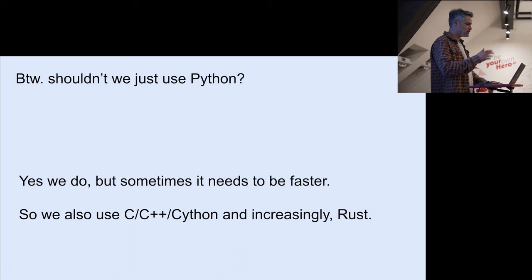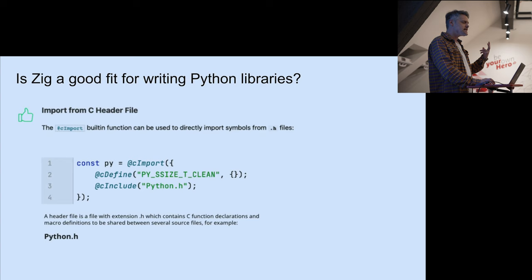So traditionally, a lot of Python libraries, for machine learning or numerical stuff, are written in C or C++, or Cython, which is a dialect of Python that compiles to C, and increasingly Rust. So Rust has a lot of traction in the Python ecosystem for libraries, for cryptography, parsing JSON, all sorts of things. But Zig has three unique features, compared to other languages other than C, that make it particularly suitable for this.